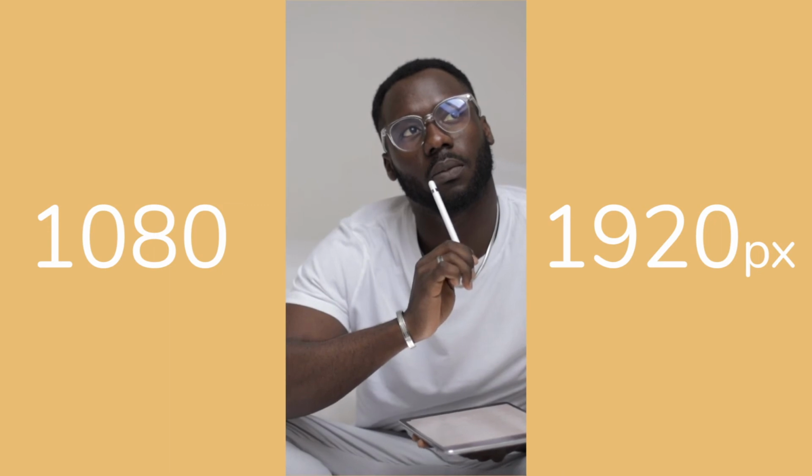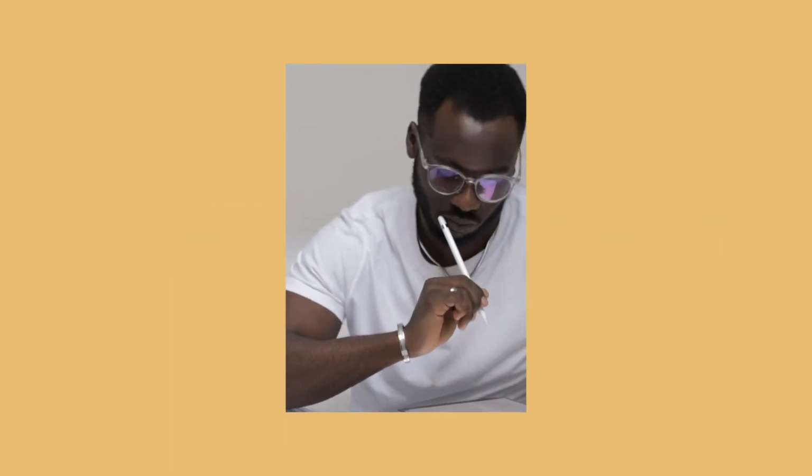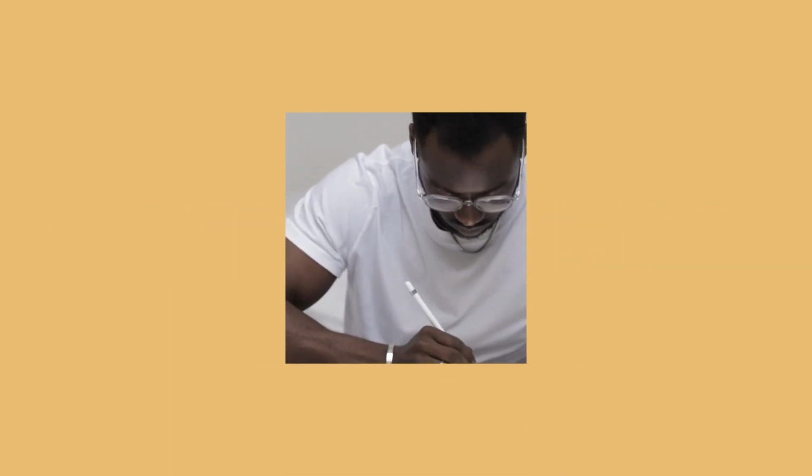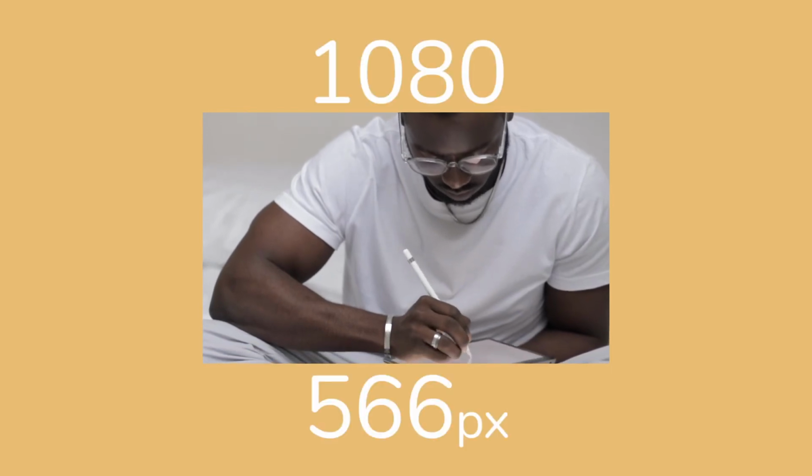How big do my Instagram ads have to be? You can create ads for stories of 1080 by 1920 or ads for the feed in square format, 1080 by 1080, or horizontal format, 1080 by 566.